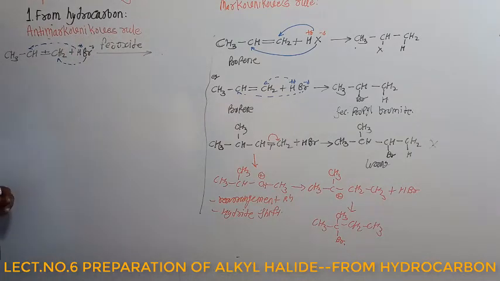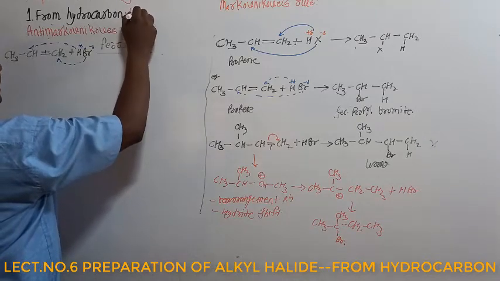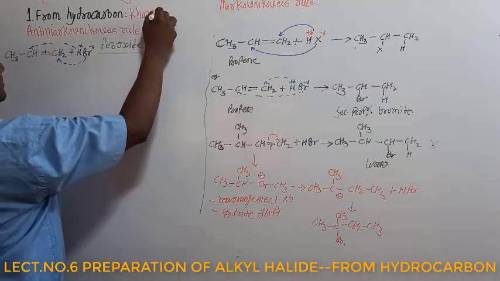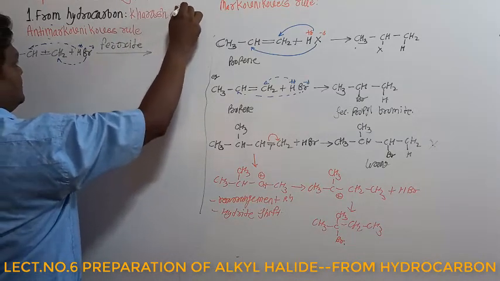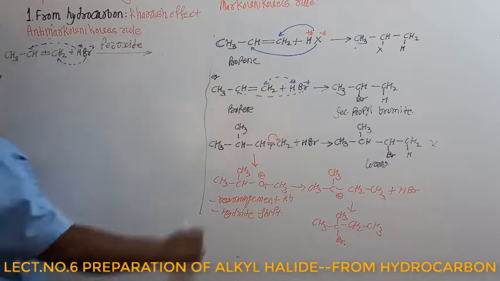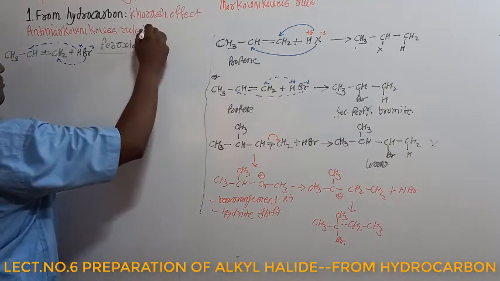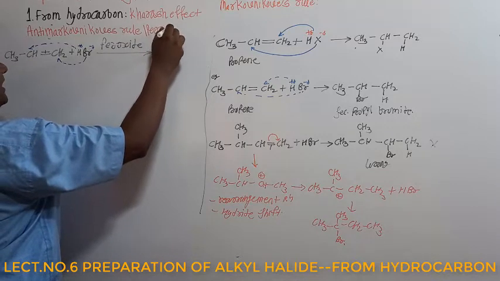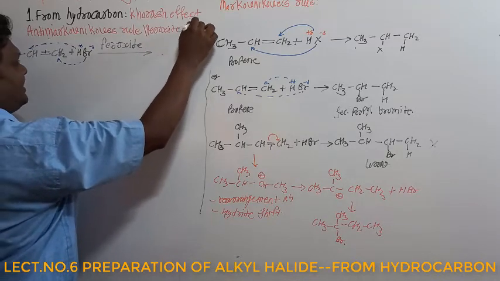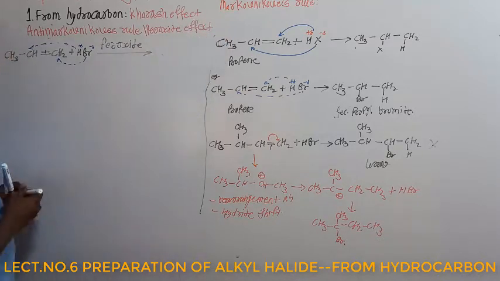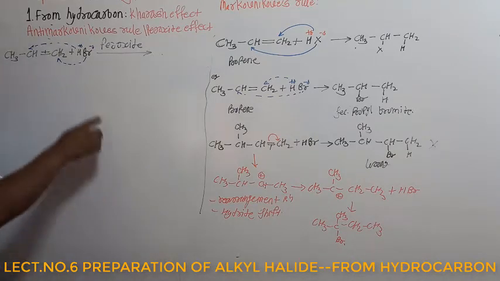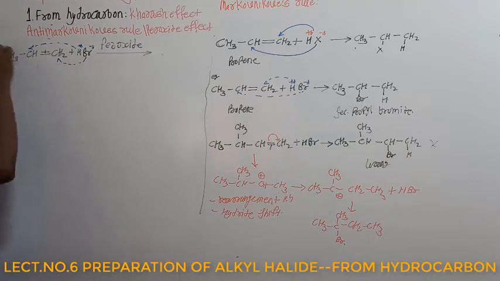There is another name also. This is also known as the Kharasch effect, or also known as the peroxide effect. So it is one reaction, but we find three names: Kharasch effect, anti-Markovnikov rule, or peroxide effect. So the negative part of the reagent attaches to that carbon atom which contains less number of hydrogen atoms.